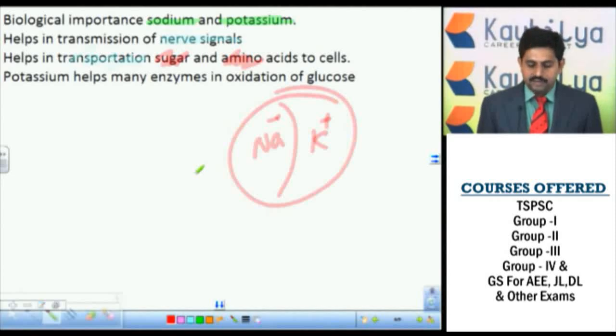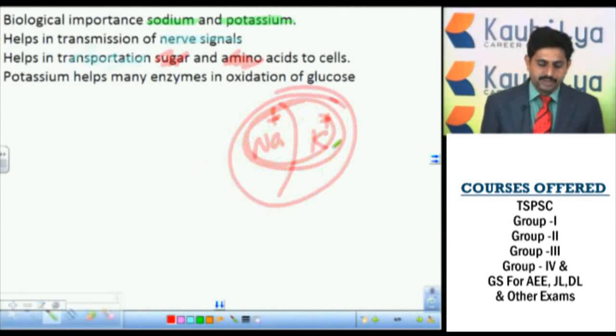So this electrolyte equilibrium is maintained by the sodium and potassium, and this will be helpful for the transportation of glucose, that is sugar, and amino acids into the cell.